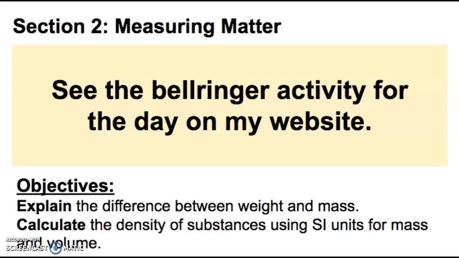Today's lesson is all about how to measure the physical substances that make up the universe, how to measure that matter we were talking about in Section 1. The two objectives for this section are to explain the difference between weight and mass. Oftentimes people think that those can be interchanged, but they can't. And then the second objective is to calculate the density of a substance using SI units for mass and volume. So we'll learn a little bit about what SI units are in this lesson as well.